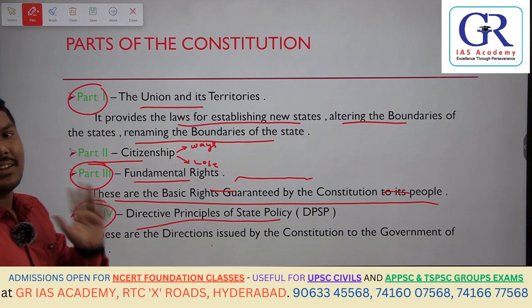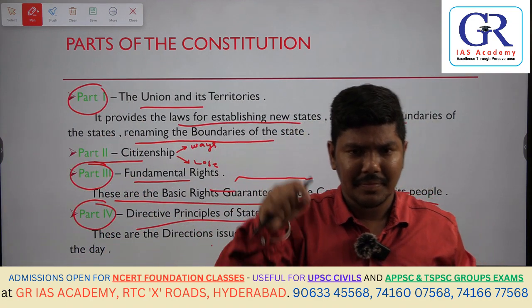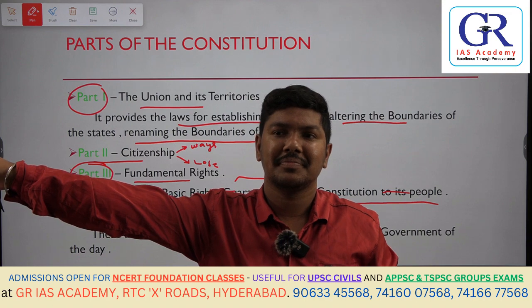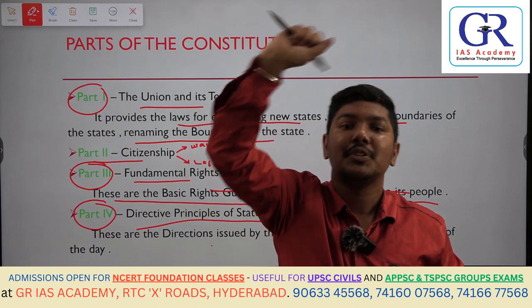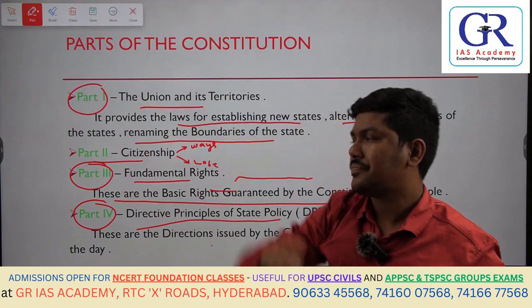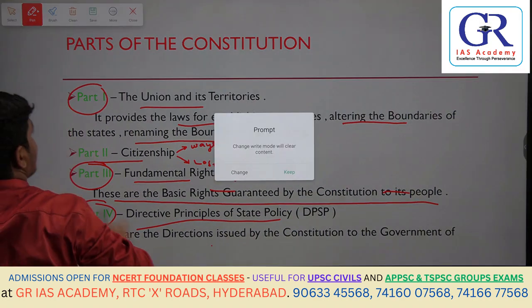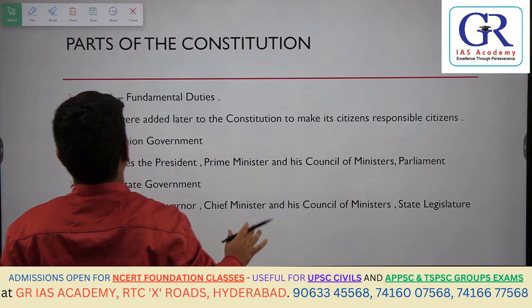And Part 4, directive principles of state policy. What are these? Directions issued by whom? To whom? To the government, that the government has to follow when it is ruling the country. What principles it contains and all those aspects we will see when we come to it.